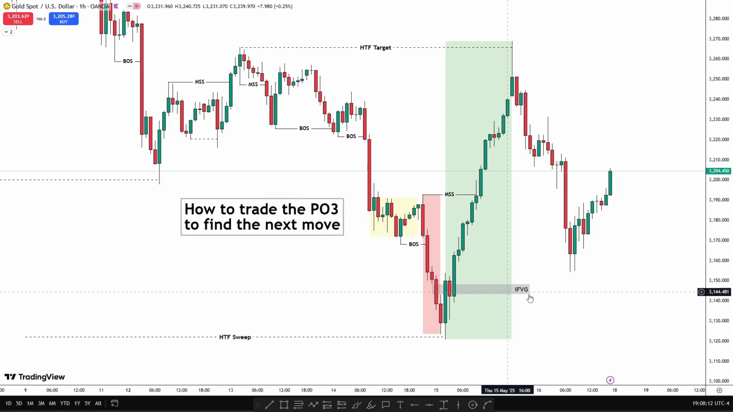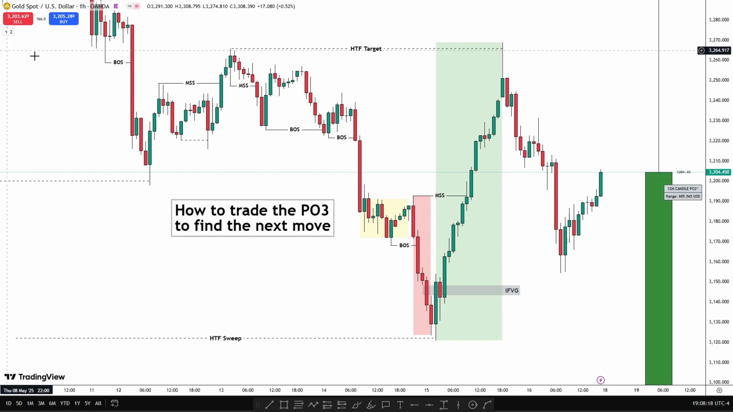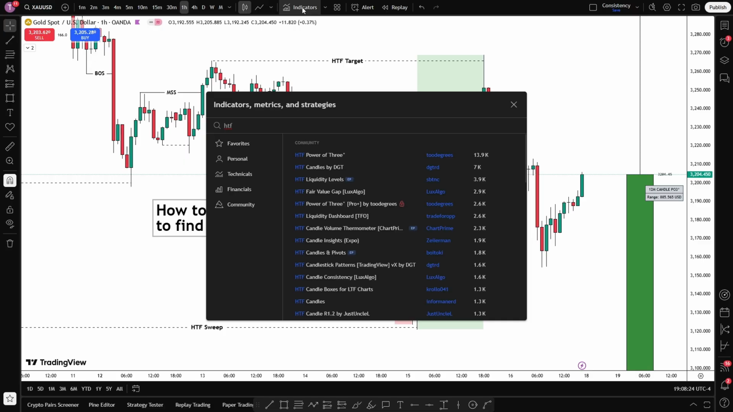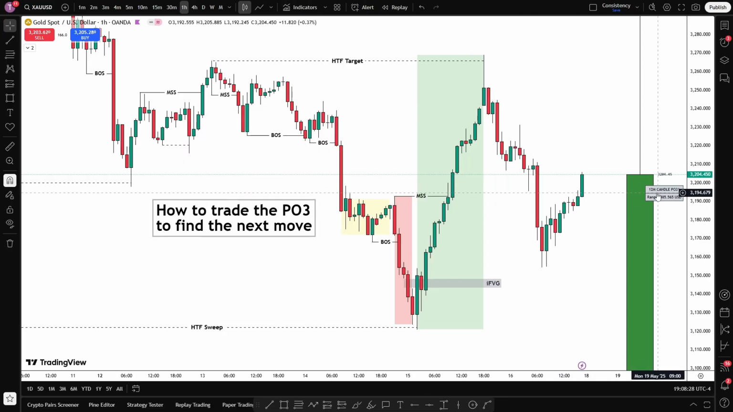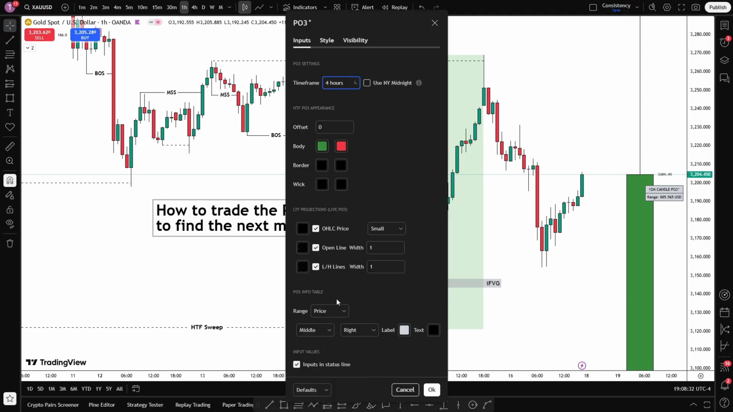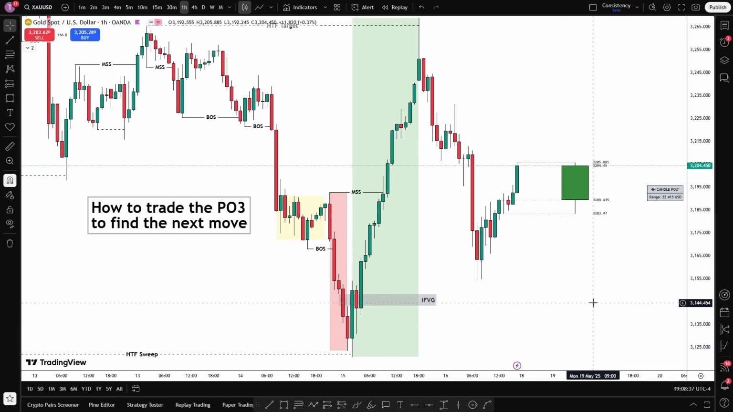Now, there is an indicator that I use to trade this, and I showed this in my previous video on open high low close. It is this indicator right here: High Time Frame Power of 3 by 2 Degrees. This is the indicator I use. It has great features. I use it on the 4-hour time frame, so this one right here.